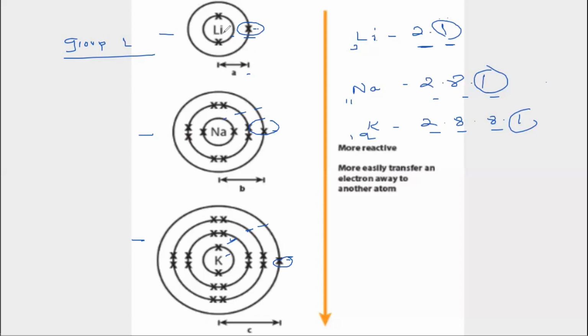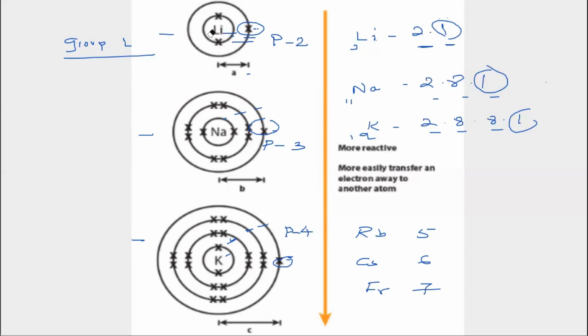How? Lithium has 2 shells, so it is in period number 2. Sodium has 3 shells, so it is in period number 3. Potassium has 4 shells, so it is in period number 4. Similarly, rubidium is in period number 5, cesium 6, francium 7. So they all are members of different periods, but at the same time they belong to the same group number 1 because they all have 1 electron in their last shell.